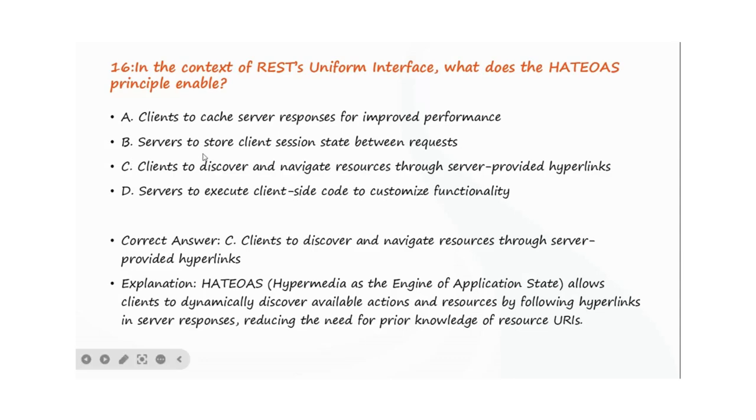Option C, client to discover and navigate resources through server-provided hyperlinks. Explanation: HATEOAS means hypermedia as the engine of application state. It allows the client to dynamically discover available actions and resources by following hyperlinks in server responses, reducing the need for prior knowledge of resource URIs.